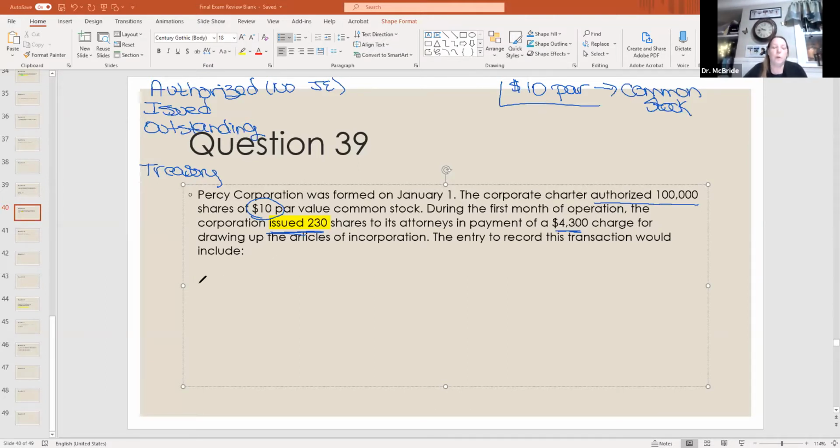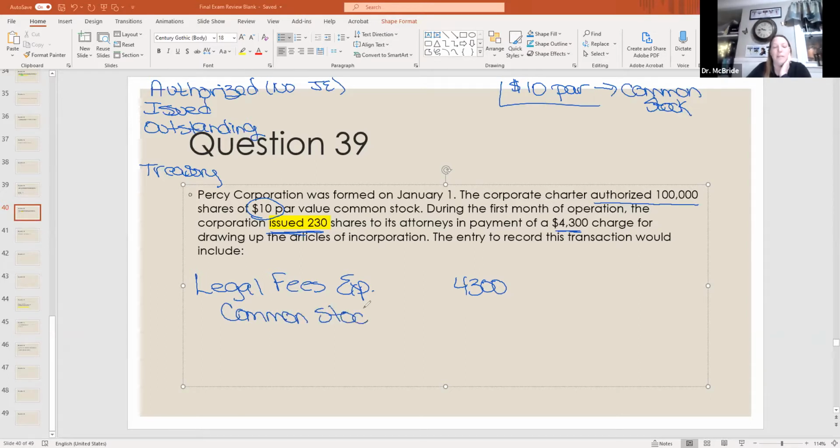So we're gonna do two things. We're gonna record the legal fees, the expense for our legal fees, and that's for $4,300. Now, how we issue stock. Everything's going to go into, the par value is going to go into the common stock account.